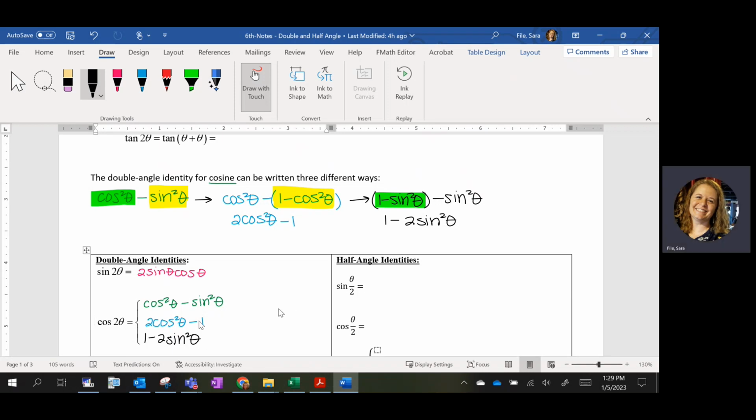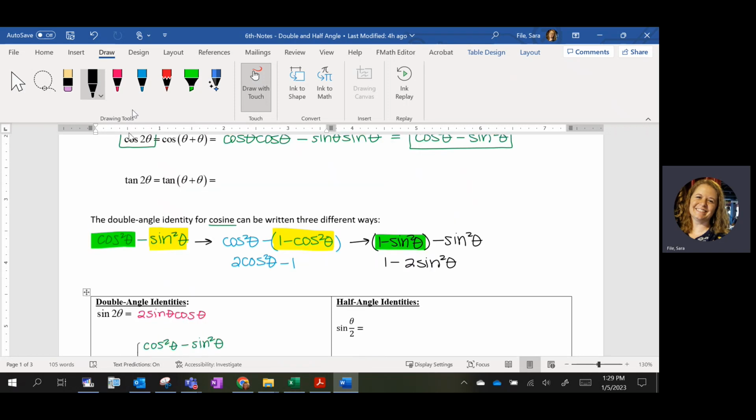So the reason it's beneficial to know all of these is because depending on what you're doing, whether it's solving an equation or verifying or simplifying, sometimes you want to have cosine and sine squared. Sometimes you may only want to have cosine squared or only sine squared. So it kind of depends on the situation which one of those you would use. Okay. All right, let's go look at tangent now.